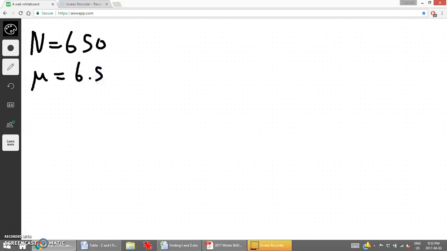The first thing that the question states is that the population has a size of 650. Capital N, population size, does not usually show up in questions. When it does, it means we have to do one minor adjustment to the standard error, as we'll see. The population mean is 6.5. The population standard deviation is 1.25, and the sample size is 70.